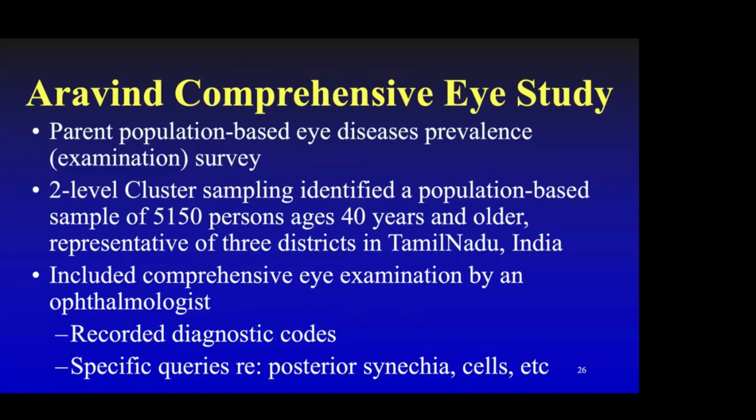It had been a two-level cluster sampling study in a population representative sample of about 5,000 people ages 40 and older, the common age, often it's even 50 or older, in 3 districts in Tamil Nadu. It included a comprehensive eye examination by an ophthalmologist who recorded diagnostic codes and also data about specific fields, including posterior synechiae and cells. That was what enabled us to determine if a subject had uveitis.